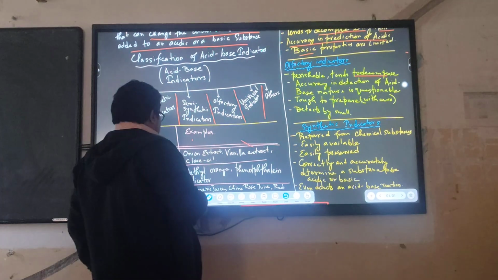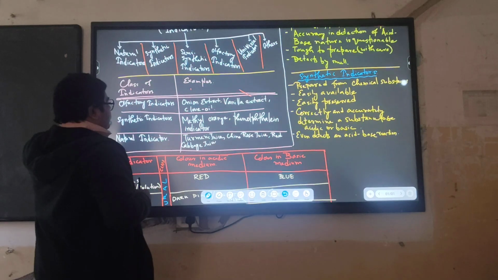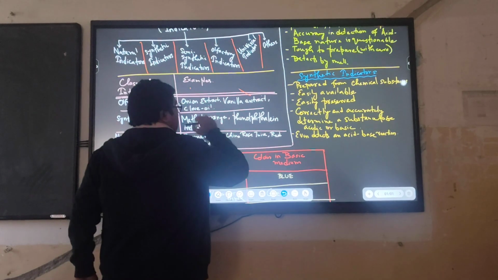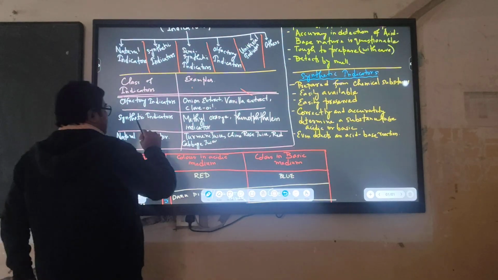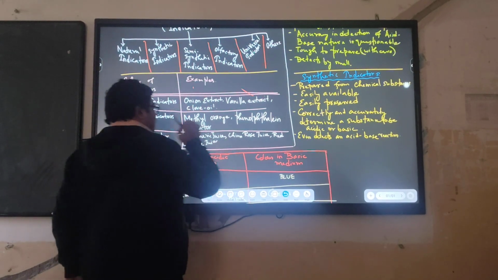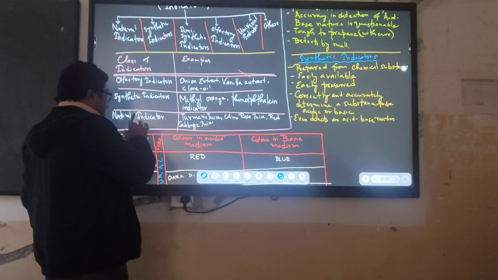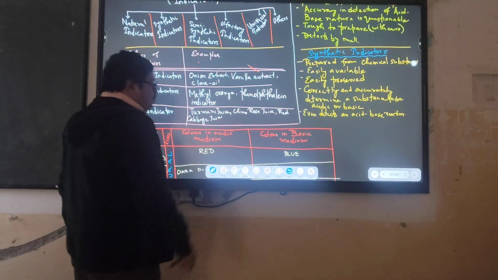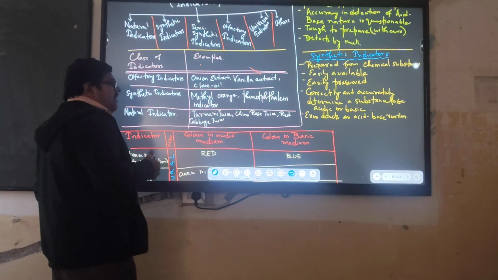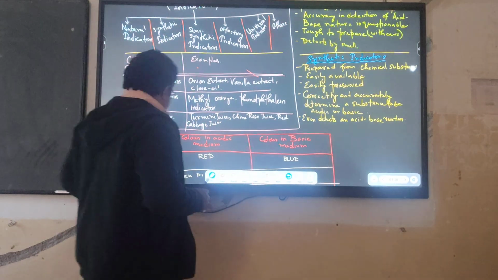Now coming back to the examples. If you come to the examples, olfactory indicators I have already mentioned in the explanation: the onion extract, vanilla extract, clove oil. Synthetic indicators are methyl orange and phenolphthalein. These are actually chemicals, and on the other side, natural indicators are turmeric juice, China rose juice, and the red cabbage juice. Hydrangea plant is also an example, but not commonly used, so not mentioned.